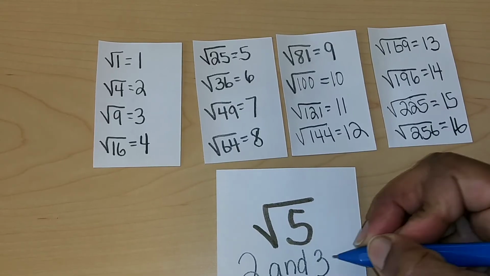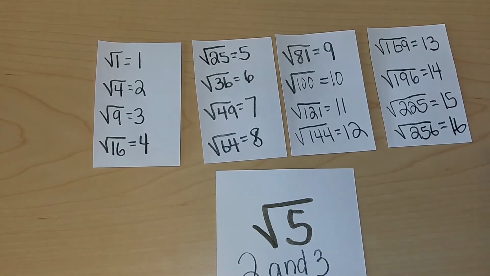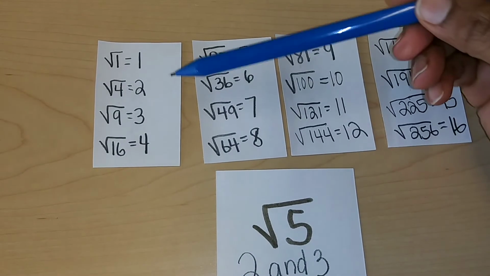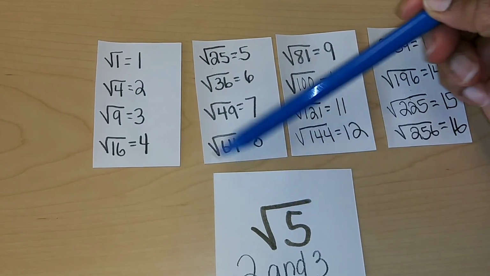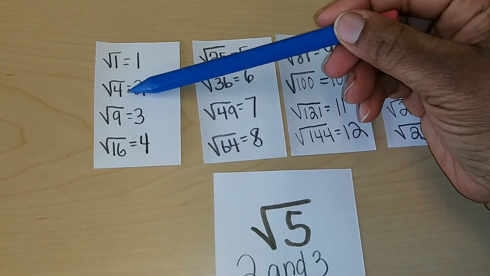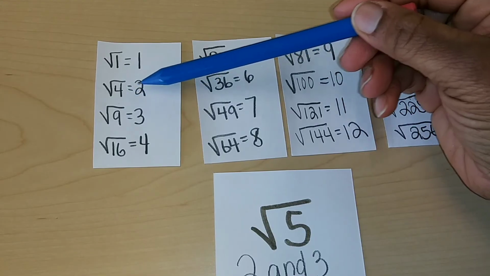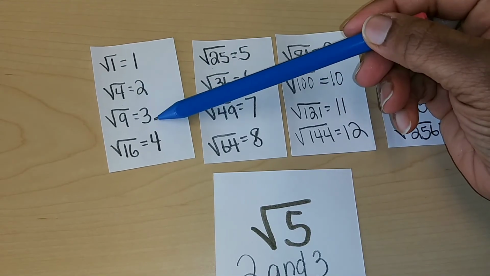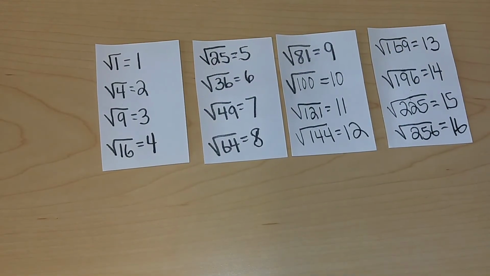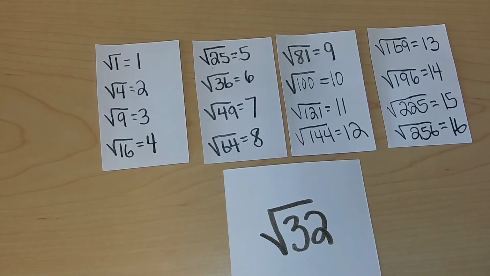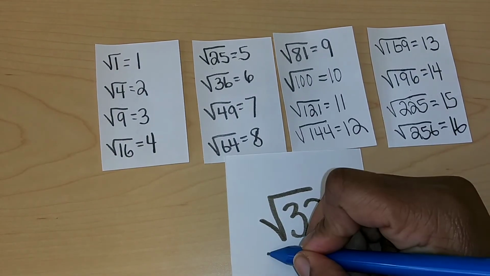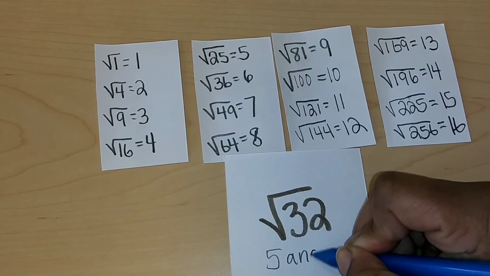Would it be closer to 2 or would it be closer to 3? The square root of 5 is 1 unit away from the square root of 4, so it will be closer to 2 on a number line than 3. What about the square root of 32? 5 and 6.